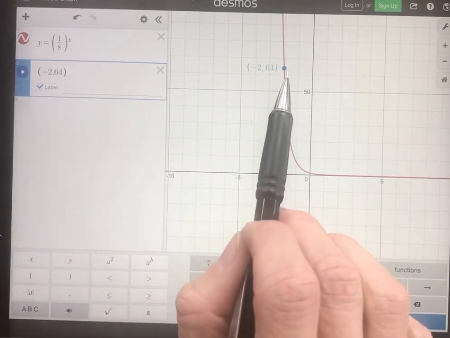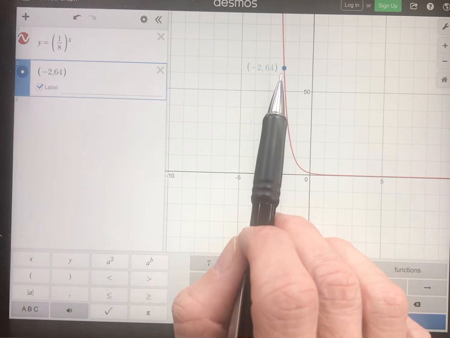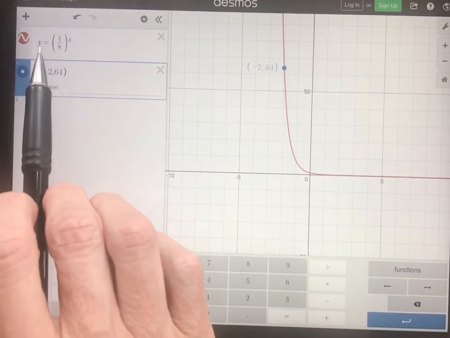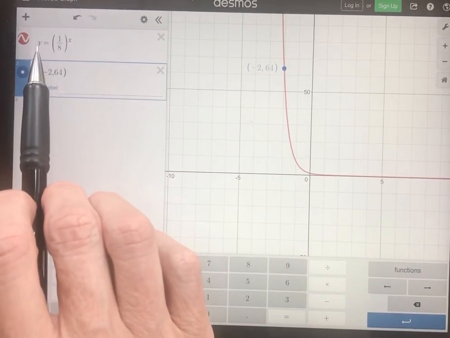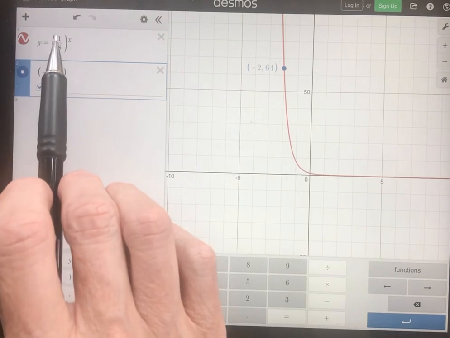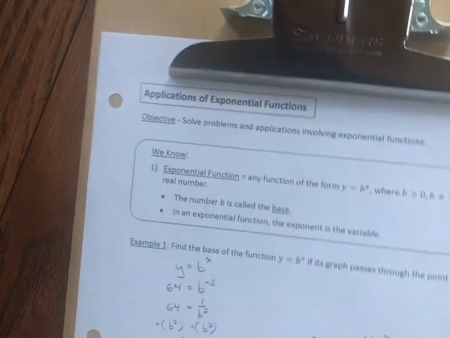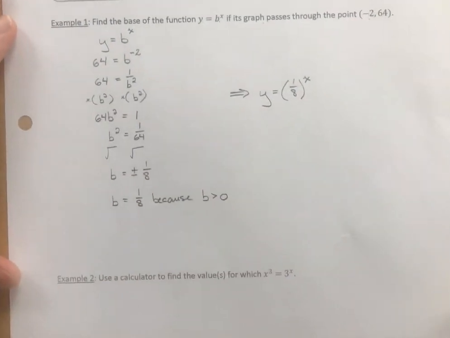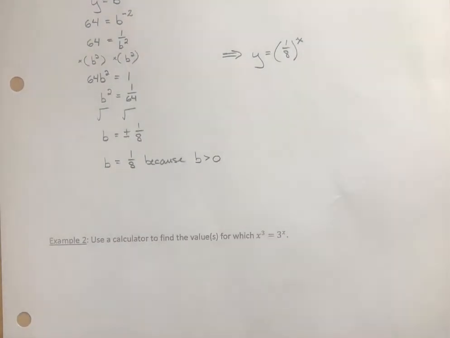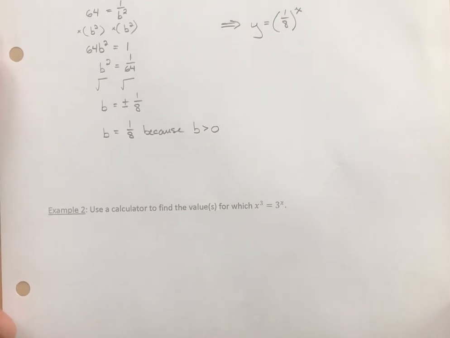So we feel confident, we feel assured, that the equation of the exponential function is y equals 1/8 to the x. All right, let's do another example here in which we're just going to use the graph to come up with the answer.